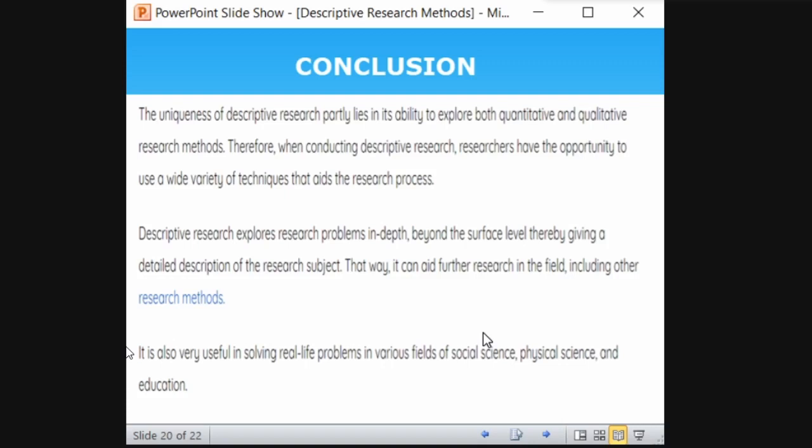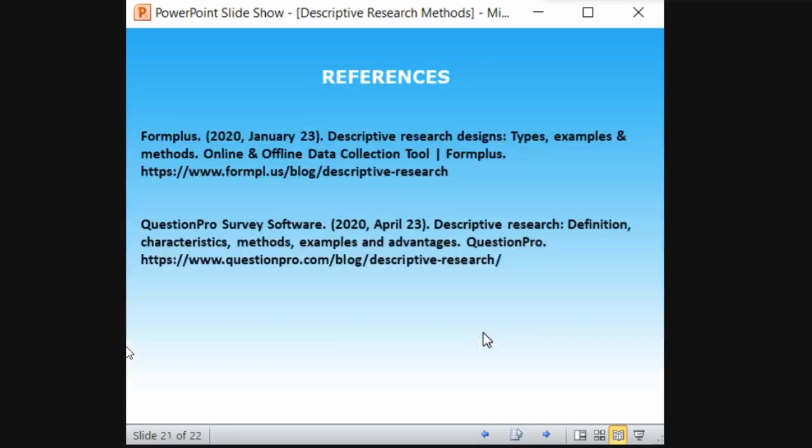It explores the research problems in depth and beyond the surface, thereby giving a detailed description. While you are describing what the problem is about, you are giving a detailed description of the problem, which forms the basis for further research, why this problem needs to be explored. It is also useful in solving some real life problems in various fields of social science, physical science and education. So this is all about descriptive research.